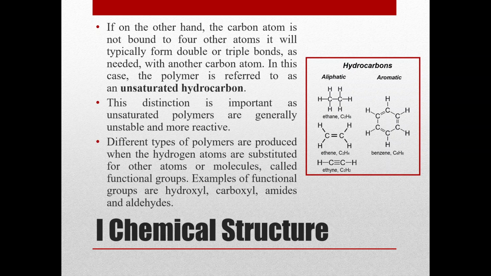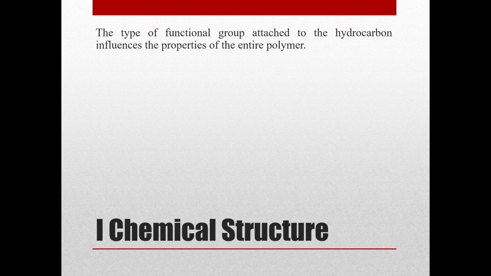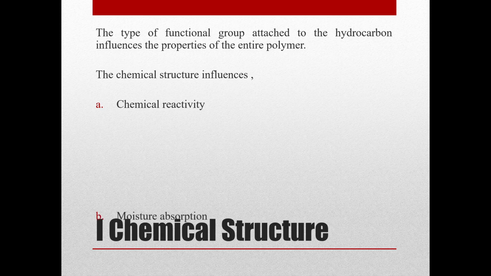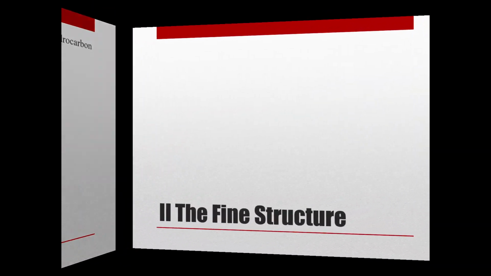So, different types of polymers are produced when the hydrogen atoms are substituted for other atoms or molecules called functional groups. So, when we substitute hydrogen atoms with some group of molecules or functional groups, then the properties of that polymer changes. So, examples of functional groups are hydroxyl, carboxyl, amides, and aldehydes. So, the type of functional group attached to the hydrocarbon influences the property of the entire polymer. The chemical structure influences chemical reactivity, moisture absorption, dyeability, swelling properties, physical properties of the fiber.